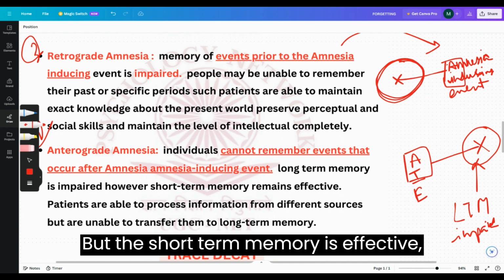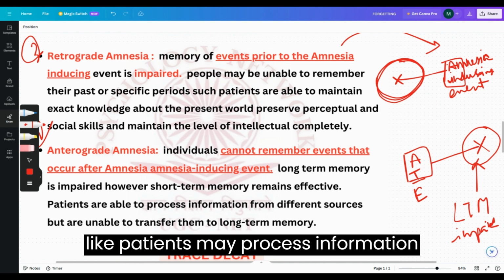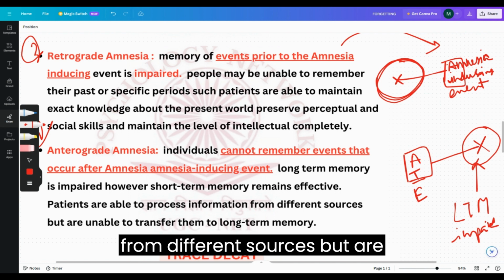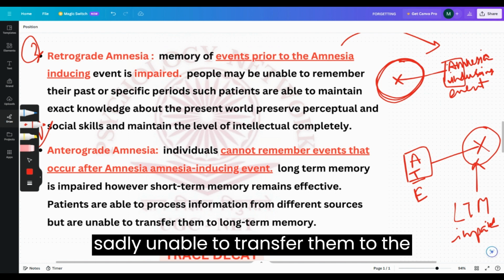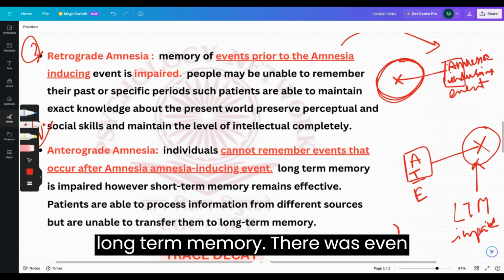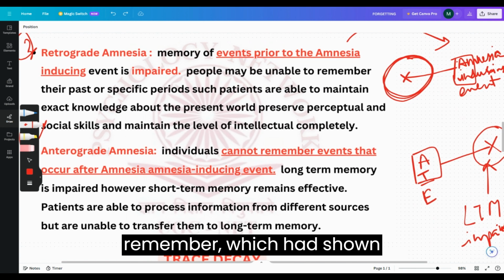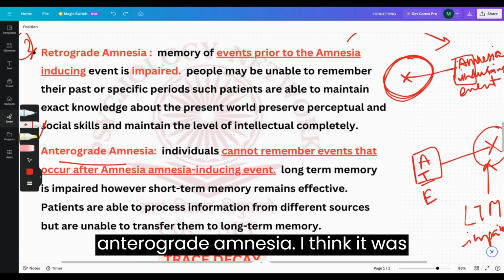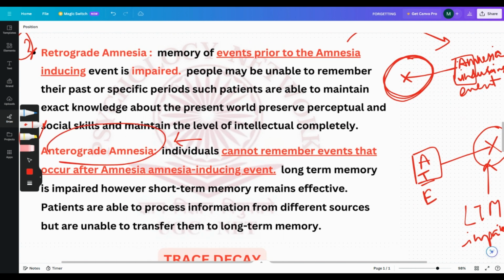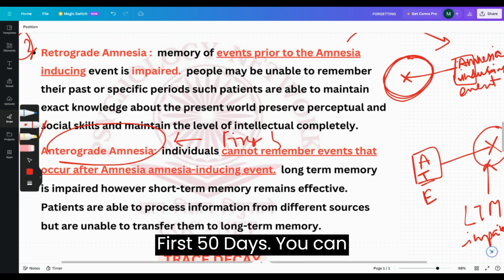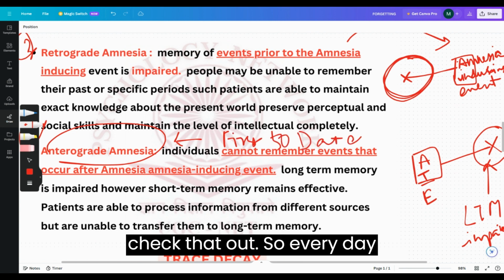But the short term memory is effective. Patients may process information from different sources but are sadly unable to transfer it to the long term memory. There was even a Hollywood movie, as far as I can remember, which showed anterograde amnesia. I think it was 50 First Dates. You can check that out.